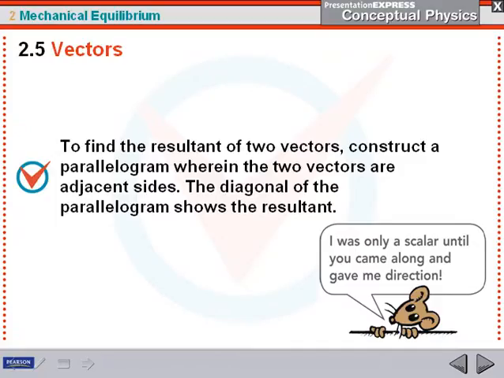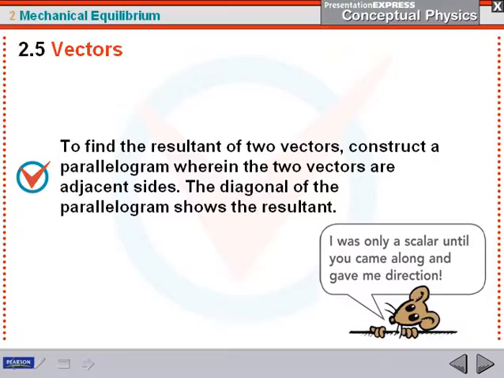This is the 2.5 podcast on vectors, and the main point about this one is talking about parallelograms and finding the resultant from a parallelogram. And to find the resultant of two vectors, construct a parallelogram wherein the two vectors are adjacent sides. The diagonal of the parallelogram shows the result.